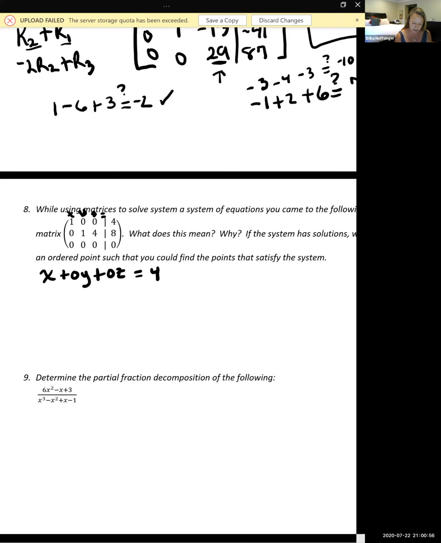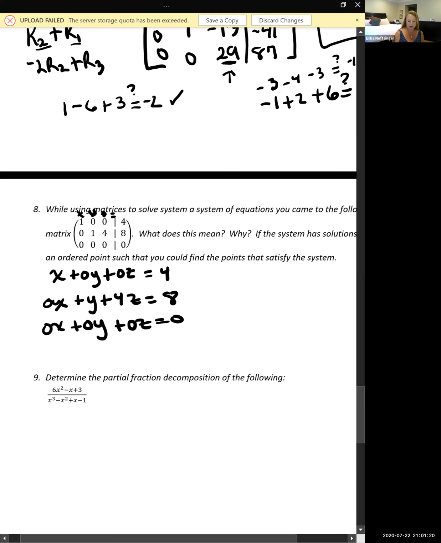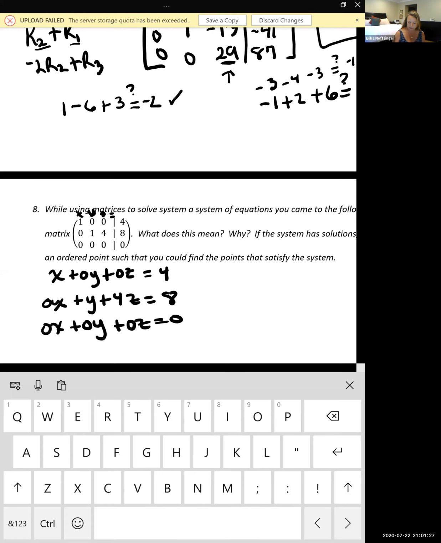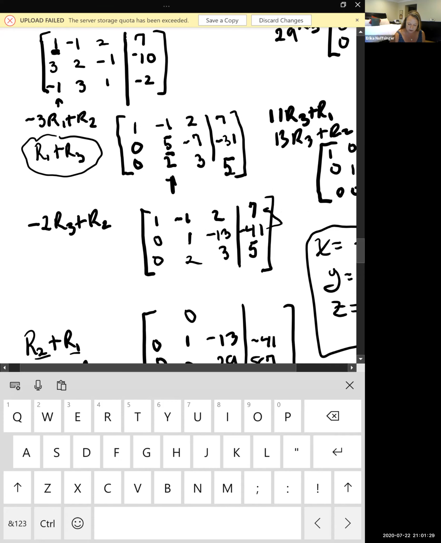The second equation, we would get 0x plus y plus 4z equals 8. And here we have 0x plus 0y plus 0z equals 0. If this had no solutions, then we would have gotten a number over here other than 0. And we would know that that's false because you can't multiply something by 0 and get a number other than 0 back. Sorry, it keeps jumping.